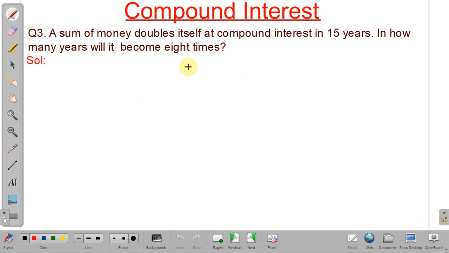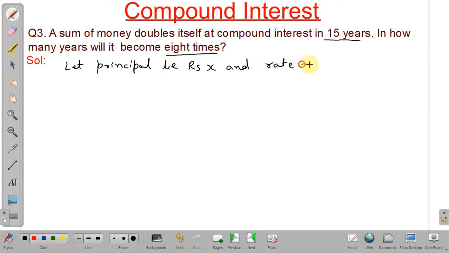See, in this problem what is given, a sum doubles itself in 15 years at compound interest. So in how many years it will become 8 times? So we will assume the principal and rate of interest. Let principal be rupees x and the rate of interest be r% per annum.